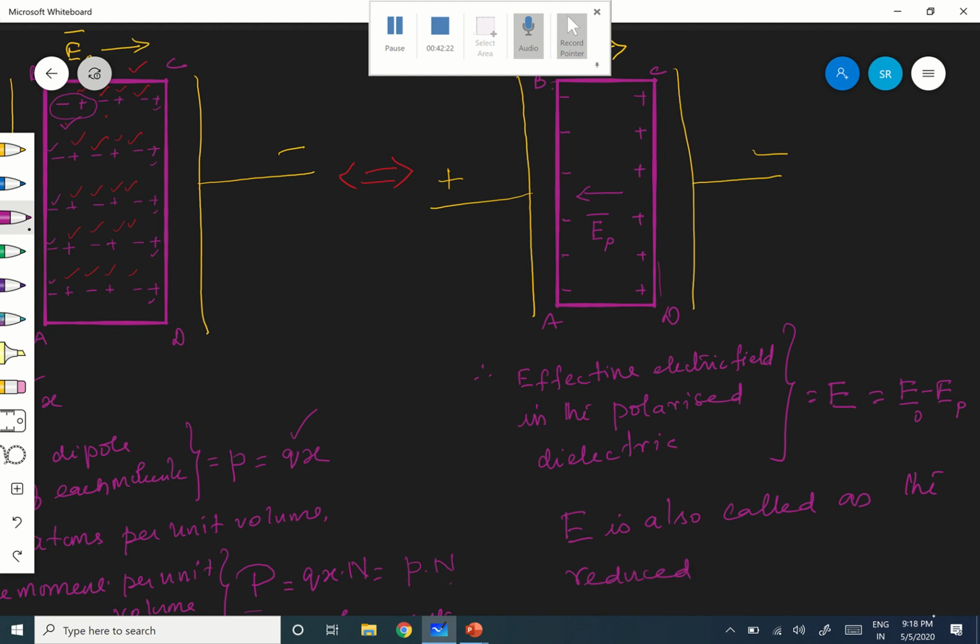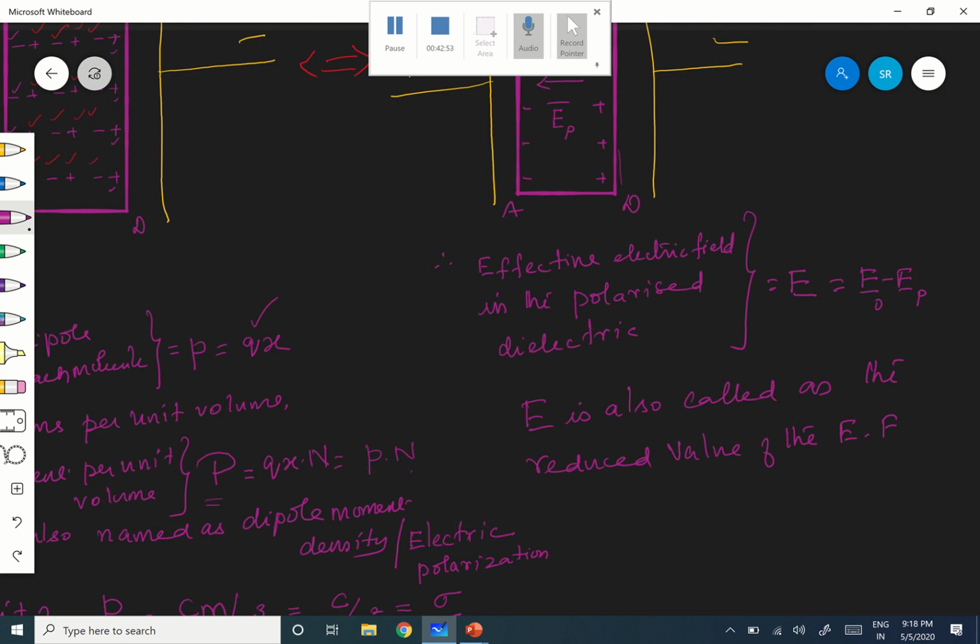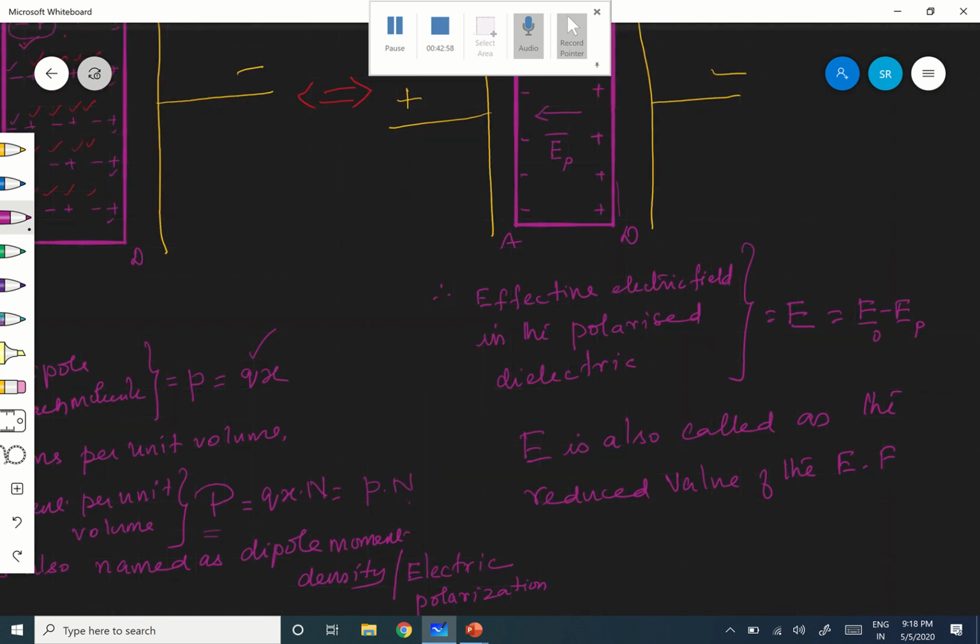Reduced. Why? Reduced value of the electric field, okay, inside the dielectric. Are you following? Because of polarization, there will be an induced electric field. The electric field is because of the induced charges. Therefore, that is the electric field due to polarization. Okay, are you following? Okay, therefore that will be from right to left. Therefore, you will be getting the reduced value of the electric field as E is equal to E naught minus EP. Are you following? Now, very important now.